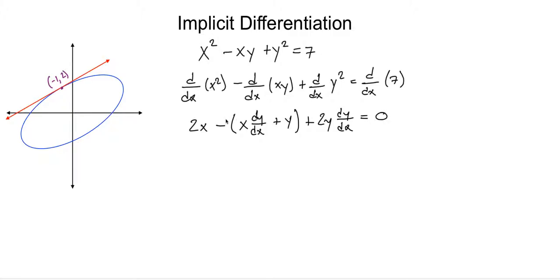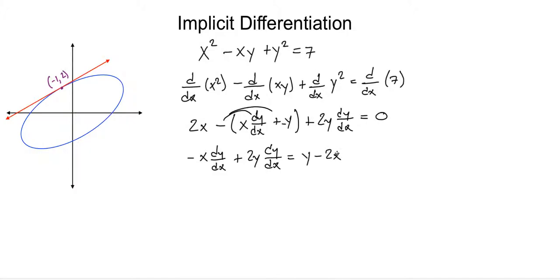Okay, so what we'll do is we'll distribute our negative right there, and then we're going to collect all of our dy/dx terms on the same side. So I'm going to have a negative x dy/dx plus 2y dy/dx, and that's going to equal, if I subtract over the 2x and add that y over, that's going to be y minus 2x.